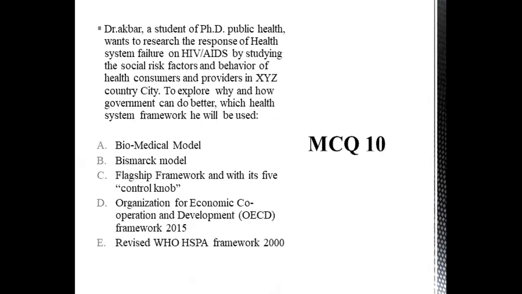MCQ 10. Dr. Akbar, a PhD Public Health student, wants to research the response of health system failure on HIV/AIDS by studying the social risk factors and behavior of health consumers and providers in an XYZ country city. To explore how and why government can do better, which health system framework will he use? A, biomedical model; B, Bismarck model; C, flagship framework; D, organizational model; or E, revised WHO health system performance framework. C will be the correct option. It is the flagship model, which includes the control knobs.